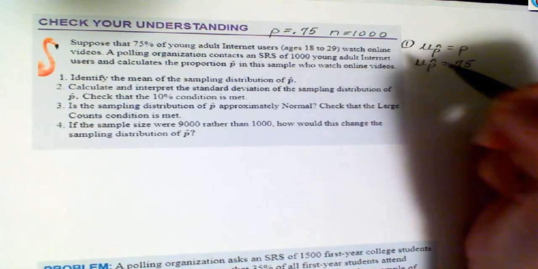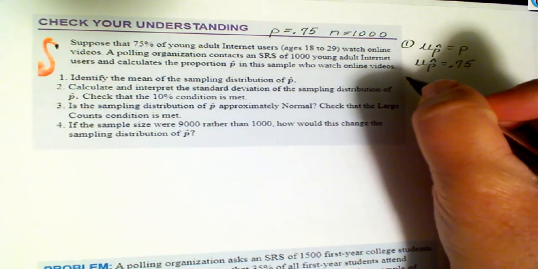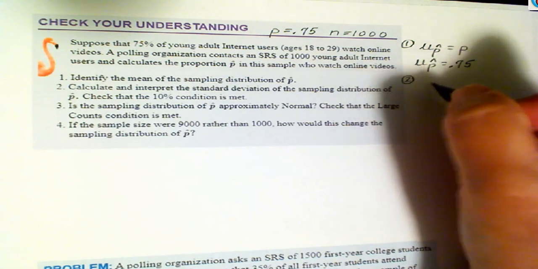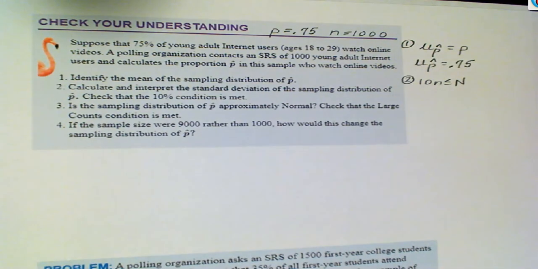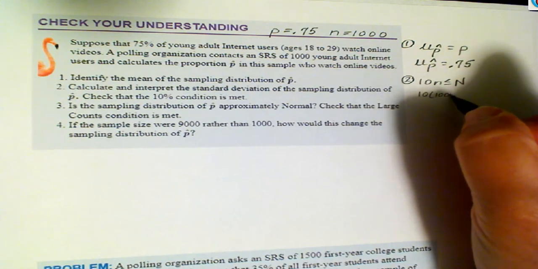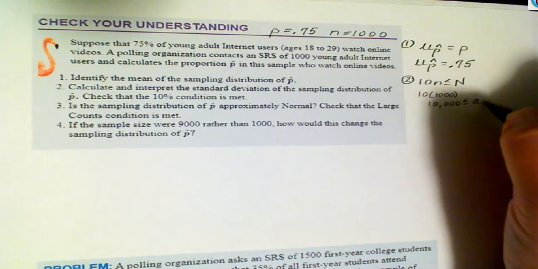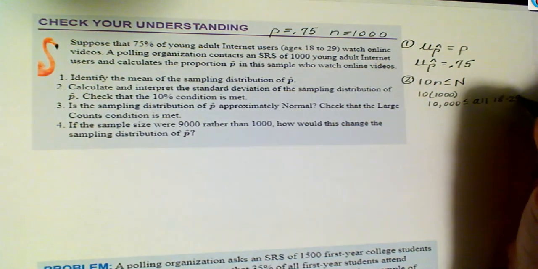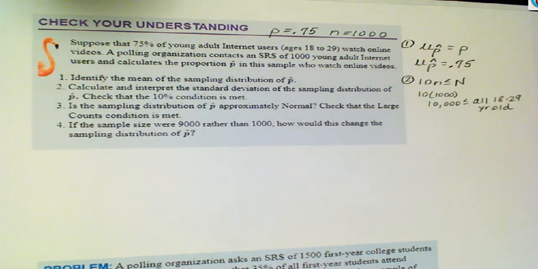All right, number two, calculate and interpret the standard deviation of the sampling distribution of p hat. Check that the 10% condition is met. Always check that 10% condition first. So it's 10n is less than or equal to the population size N. So 10 times 1,000 is 10,000, and that's going to be less than or equal to all 18 to 29-year-old young adults. So we know that that's true.